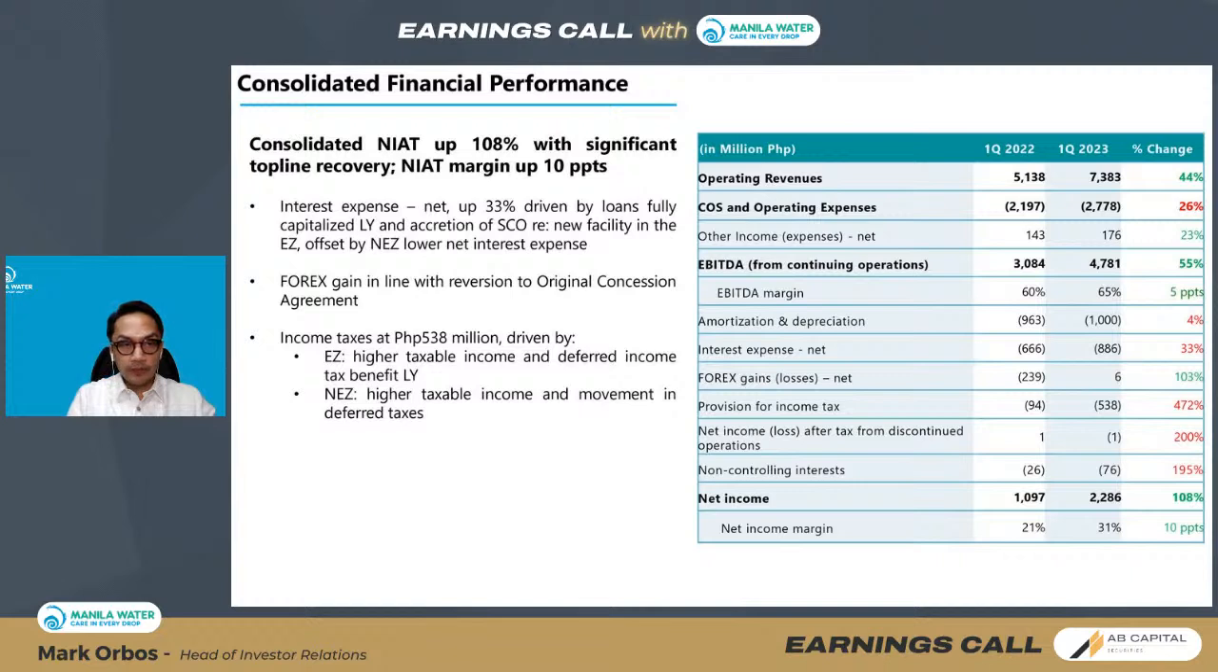The provision for income taxes increased significantly during the period to 538 million pesos. In the East Zone, the increase in income tax was due to higher taxable income for this quarter versus last year's. For non-East Zone Philippines, higher income tax was similarly driven by higher taxable income. In all, these led to a consolidated net income of 2.3 billion for the first quarter of the year, higher by 108% from last year. Net income margin increased to 31% from 21%. Notably, this shows a 10 percentage points improvement in the said metric.